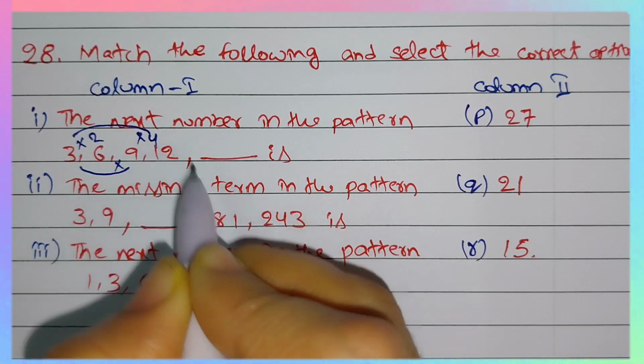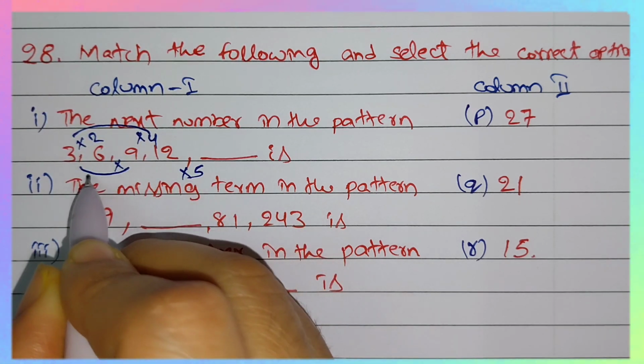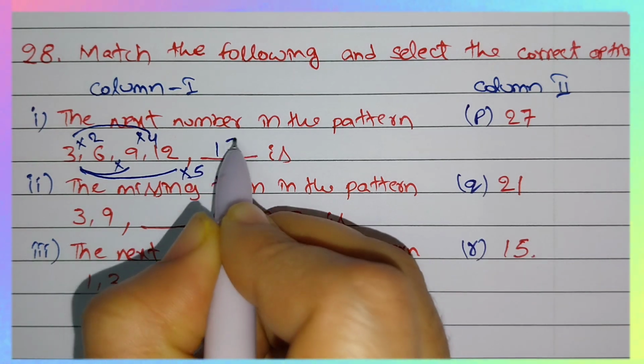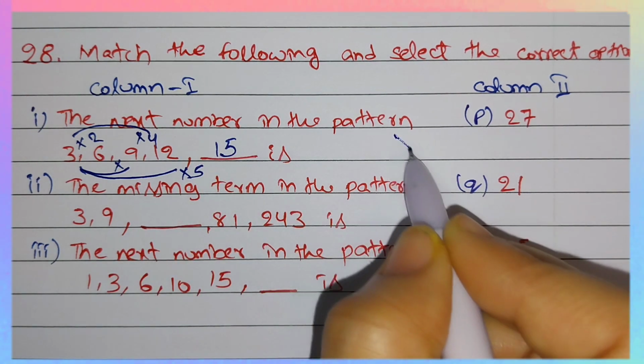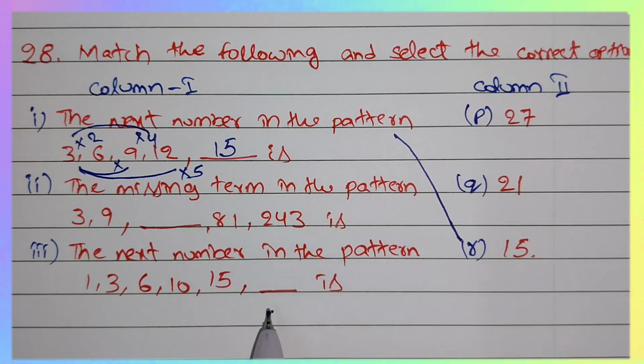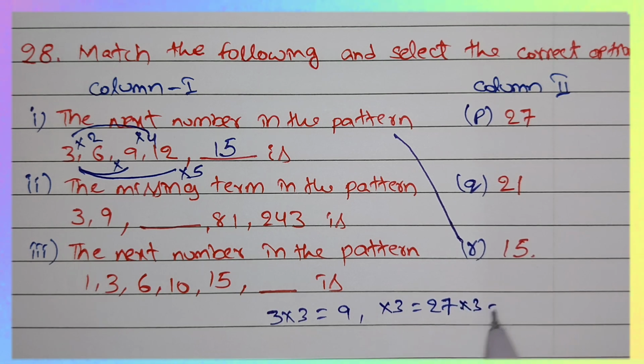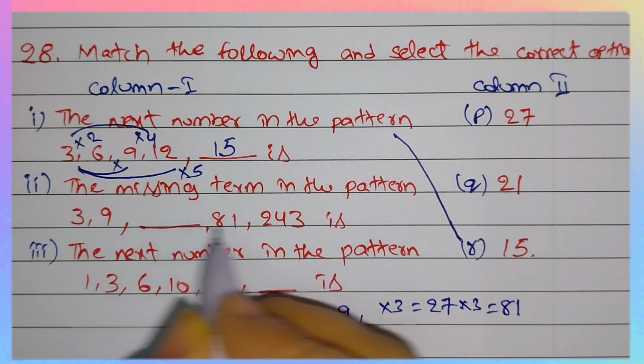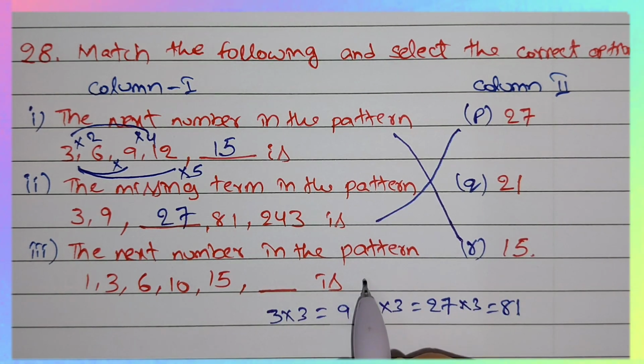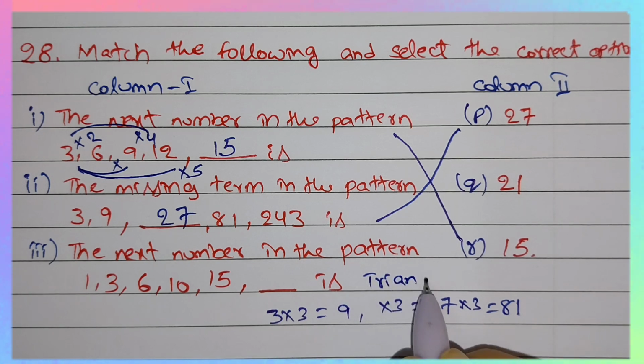3 twos are 6, 3 threes are 9, 3 fours are 12. Next one we will get 3 fives are 15. This will match to R. First one is R. Next, second one, the missing term in the pattern 3, 9, dash, 81, 243. 3 threes are 9, 9 threes are 27, 27 threes are 81, 81 threes are 243. So the P is matched.